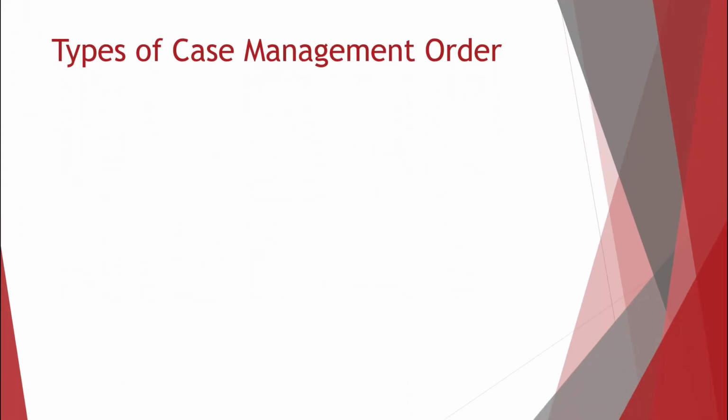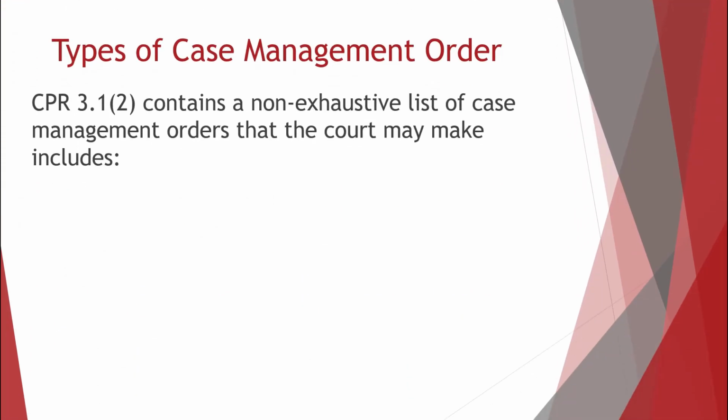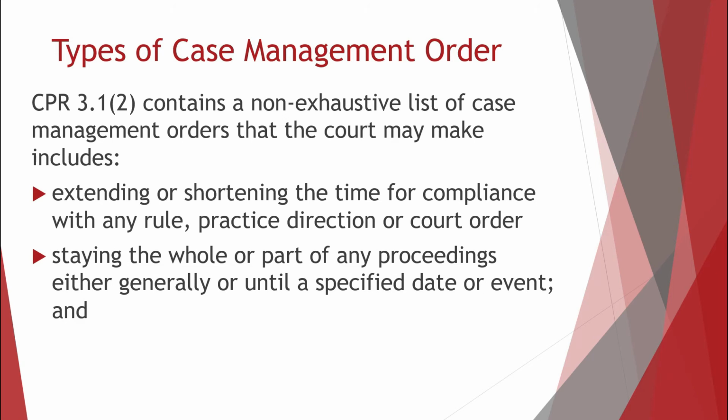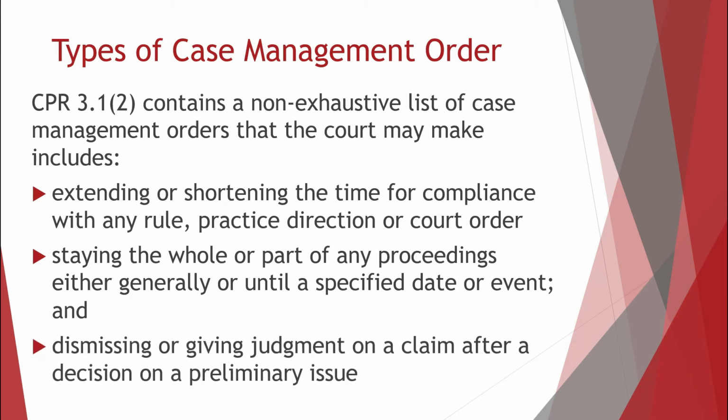Types of case management order. Examples of the types of case management orders that the court may make include extending or shortening the time for compliance with any rule, practice direction or court order, staying the whole or part of any proceedings either generally or until a specified date or event, and dismissing or giving judgment on a claim after a decision on a preliminary issue.